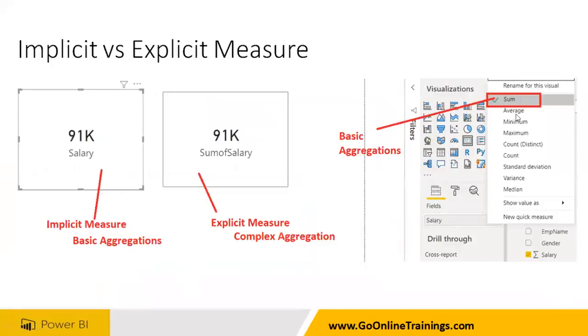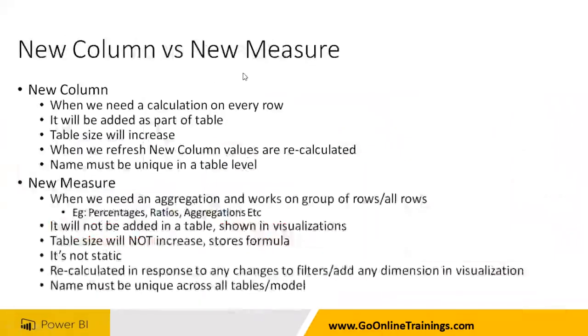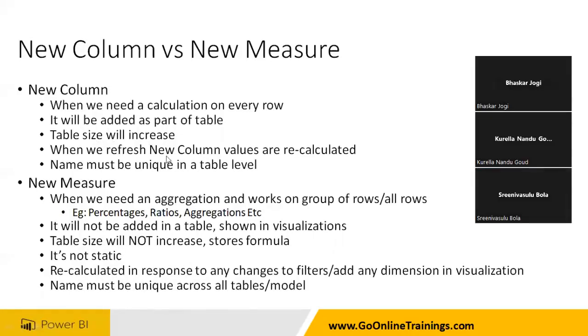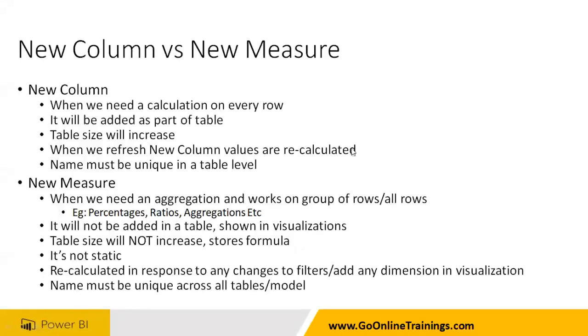Compulsory interview question: implicit versus explicit. With an implicit measure, we get basic aggregations, very, very basic level of aggregations. Another compulsory interview question: new column versus new measure. New column, when we need calculations on every row, occupies space. It is added as part of the table, so table size will increase. When we refresh, new column values are recalculated again.